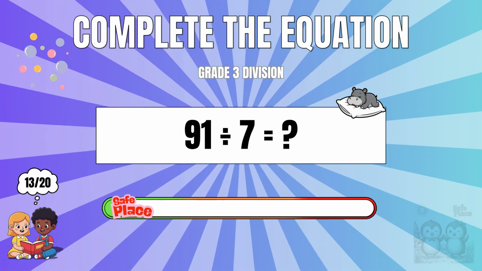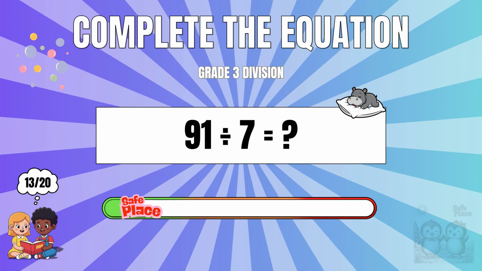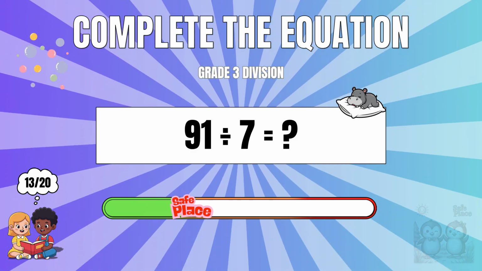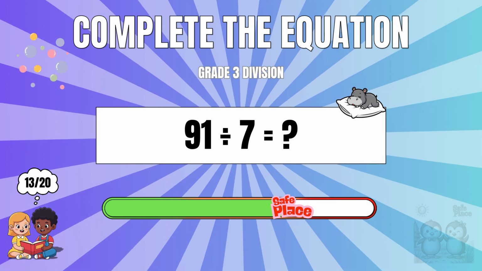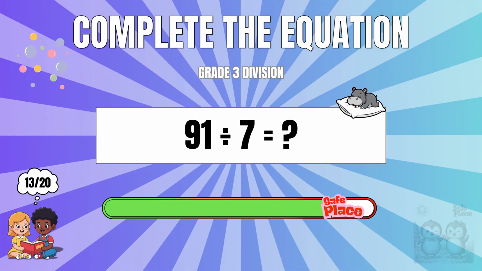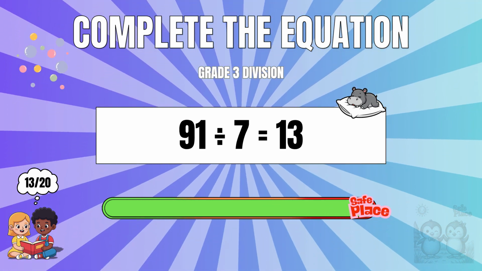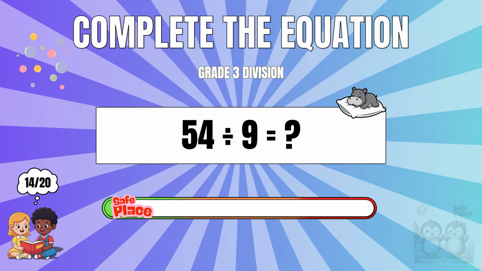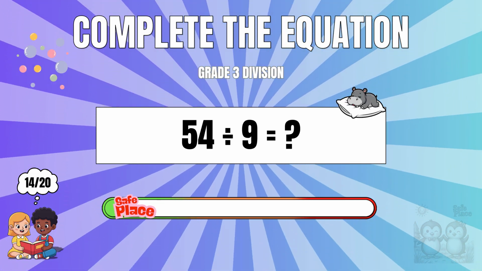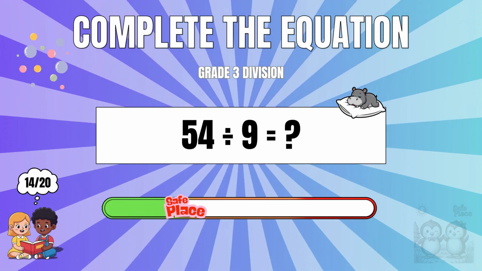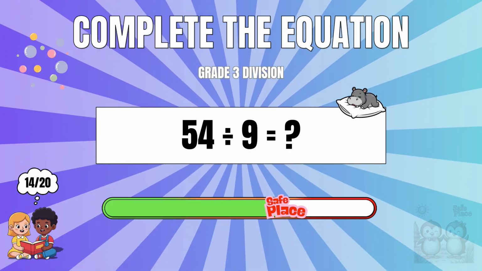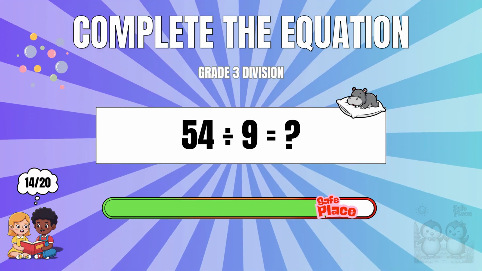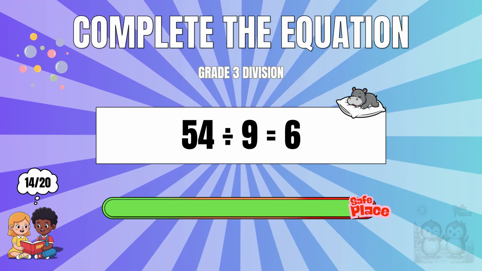Try this one. 91 divided by 7. Three, 2, 1. That's right. It's 13. What is 54 divided by 9? Three, 2, 1. That makes 6.